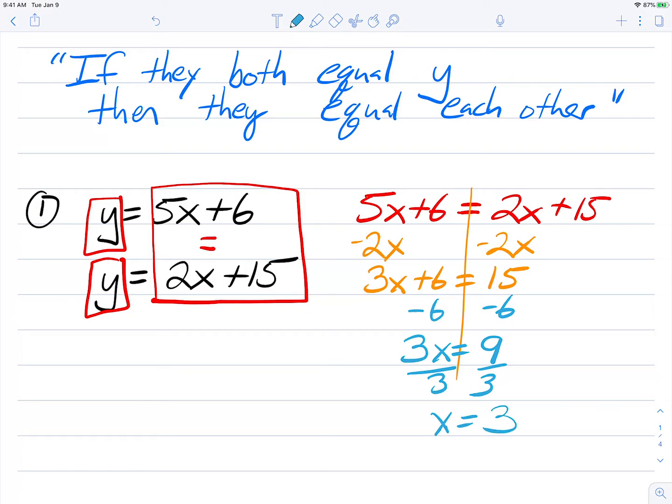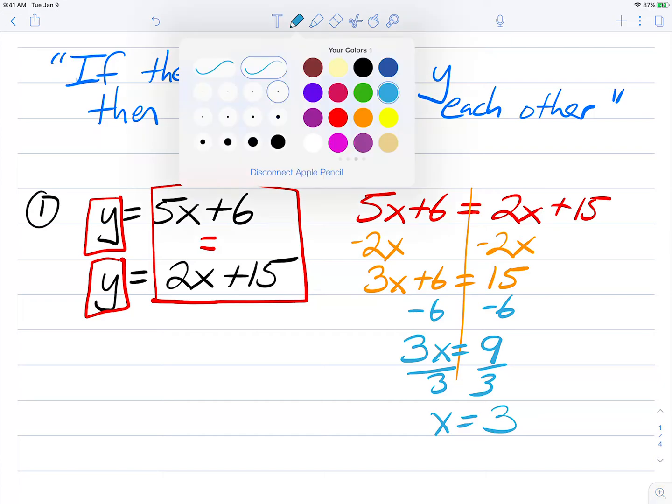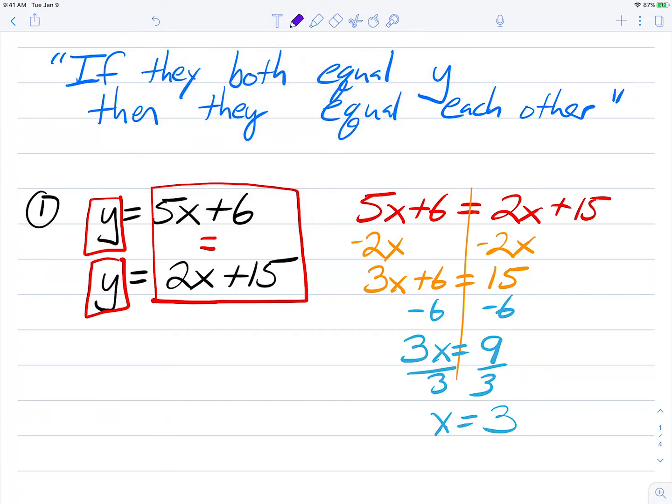Now remember, that is only the first half of our solution. We also then have to figure out what y is, because when we're writing the answer to a system, our answer is always in terms of x comma y. So I only have half of my answer. To get the other half, I now know that x equals 3. It's not a mystery. I know what it is. I can plug x equals 3 into either of these equations. It does not matter which one. So for absolutely no reason, I'm going to choose the top equation. Where there's an x, I'm going to put a 3.